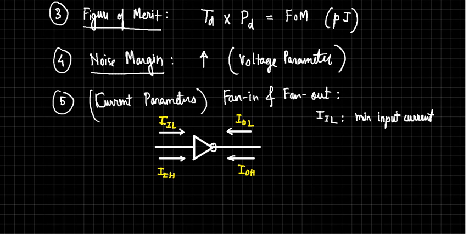IL indicates the minimum amount of current required from the power supply to take it as a low voltage, low logic. There is a minimum input current to designate it as low.